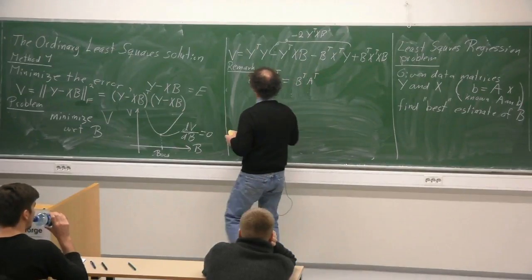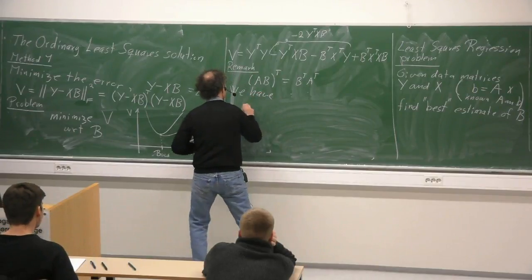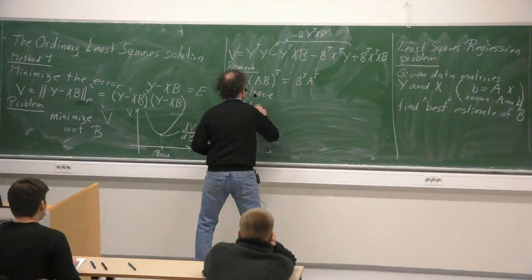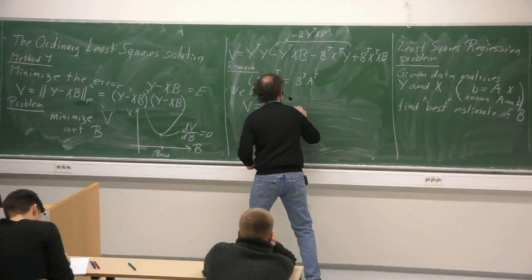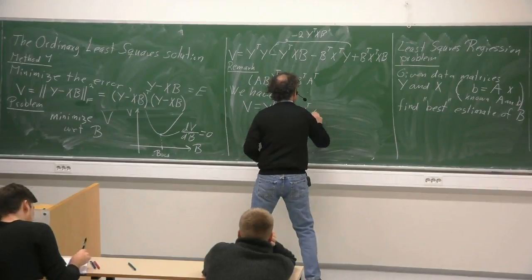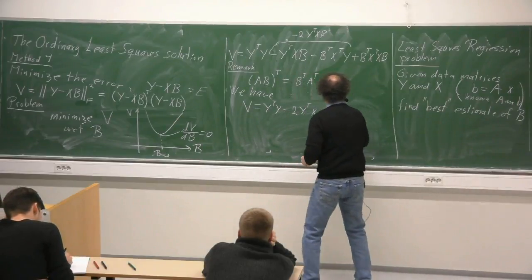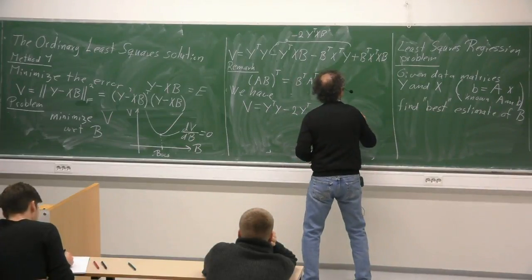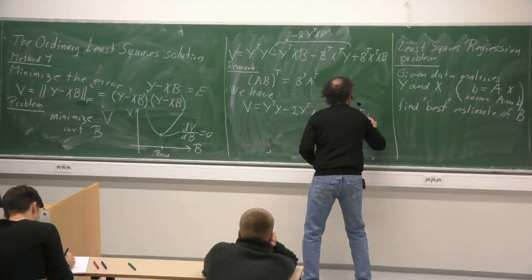Yeah, so we have that this scalar value function V is equal to Y transpose Y minus 2 Y transpose X times this unknown matrix B plus a second order term here, B transpose X transpose XB.